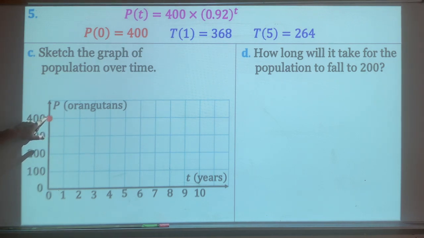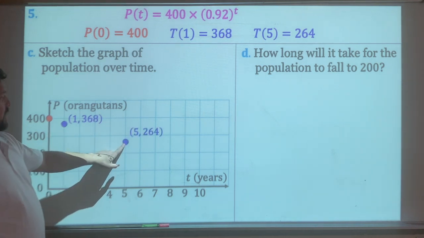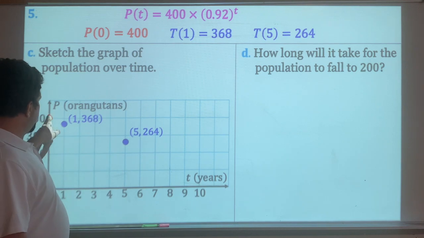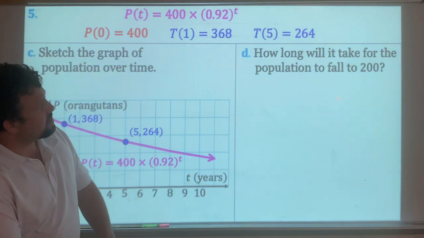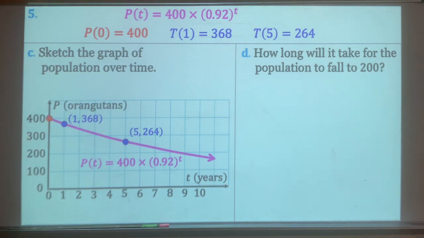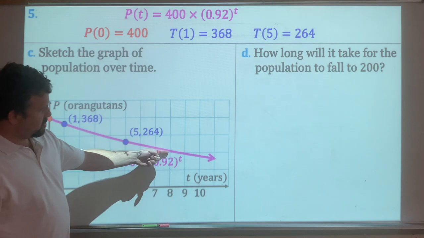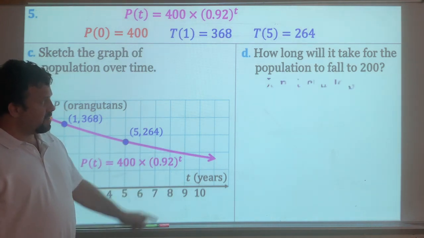So it doesn't really fall. Now we're dropping. All right, as you can see, there's going to be a graph like this. How long will it take the population to fall to 200? Let's estimate. Should be about 8 years, right?